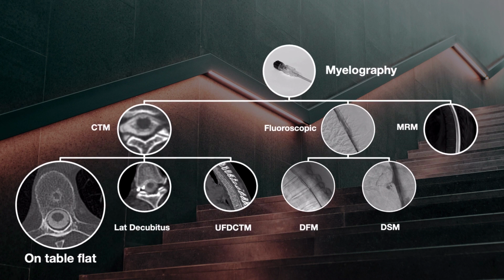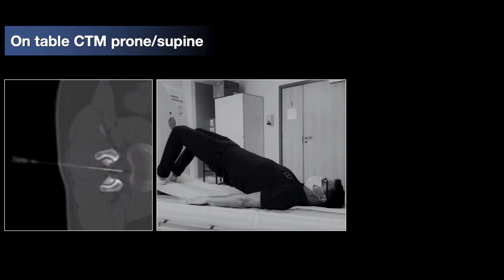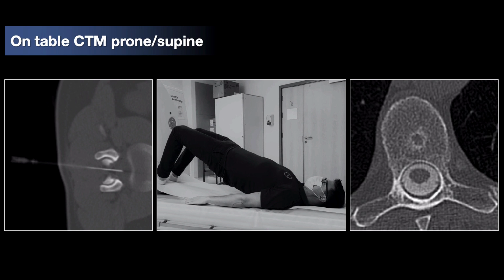So I'm going to start with the on-table flat CT myelogram. This is where we do a lumbar puncture under CT guidance and instill iodinated contrast. We then ask the patient to lift their pelvis to encourage the cranial flow of contrast, and then roll through at least 360 degrees to ensure an even coating of the thoracic and cervical subarachnoid space. And then we image as quickly as possible under a breath hold using a small field of view and as thin cut high resolution as possible.